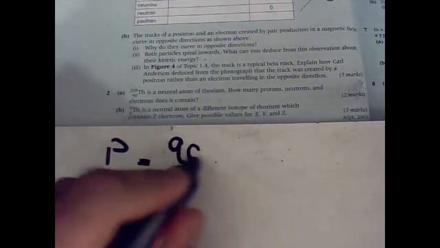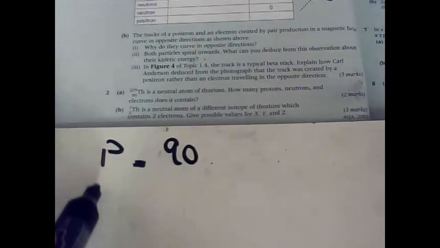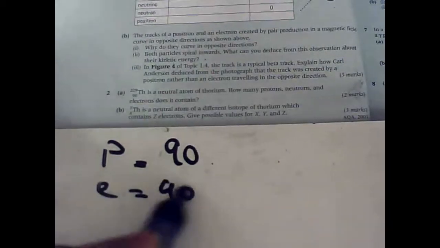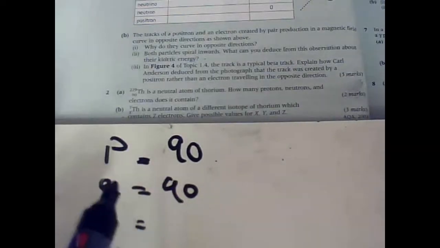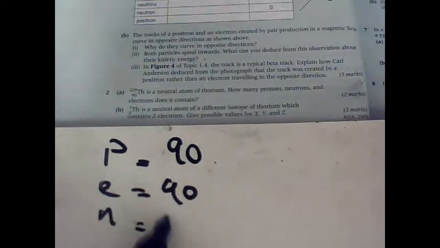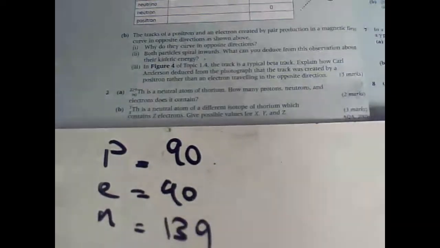Okay, moving further down. Question number 2 says that thorium-229 is a neutral atom of thorium. How many protons, neutrons, and electrons does it contain? The number of protons is given to us by the atomic number as 90. Because it's a neutral atom, the number of electrons is also going to be 90. The number of neutrons we can calculate by doing 229 take away 90. That gives us 139 neutrons. Okay, so that's the answer for that question.